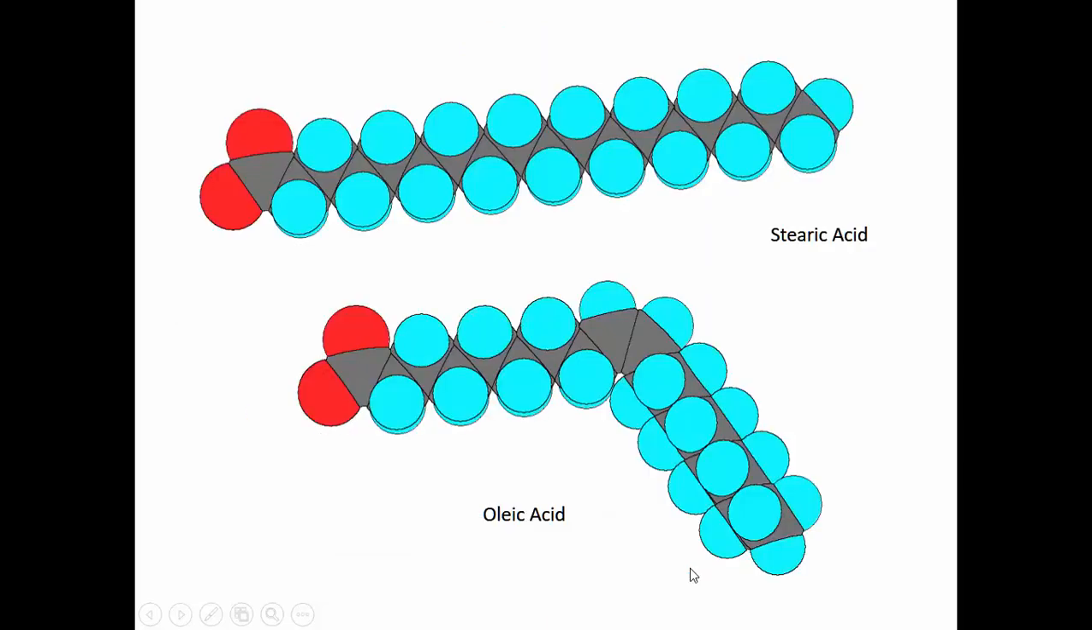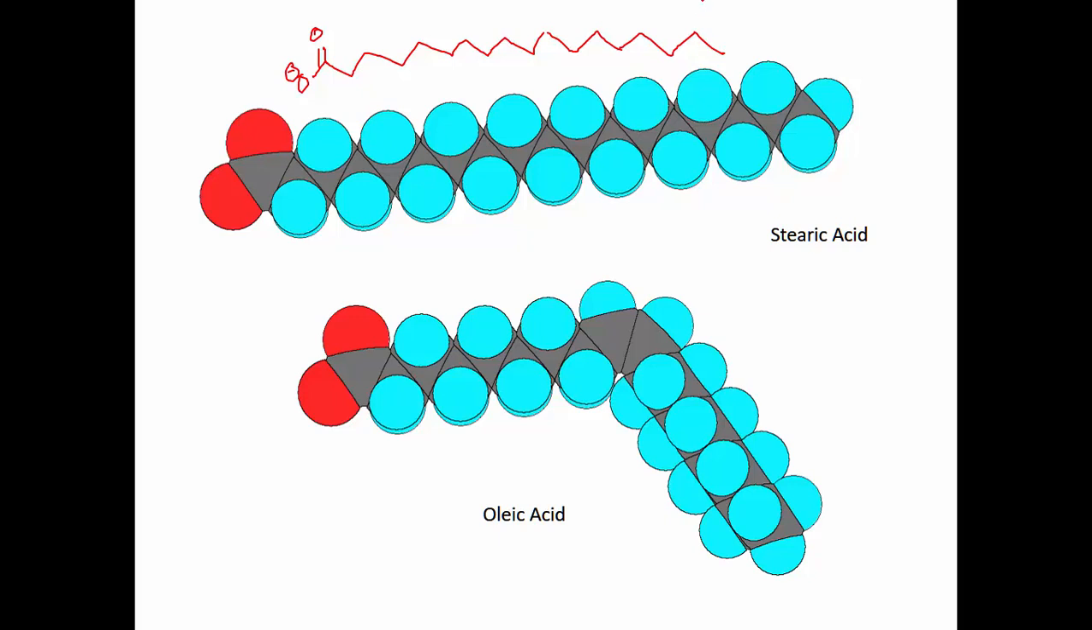Okay, so here's the energy minimized conformation of stearic acid and oleic acid. Notice that here, basically, we draw this. These are what we call space filling models. 1, 2, 3, 4, 5, 6, 7, 8, 9, 10, 11, 12, 13, 14, 15, 16, 17, 18. Okay, so that's the most stable conformation we have for stearic acid.